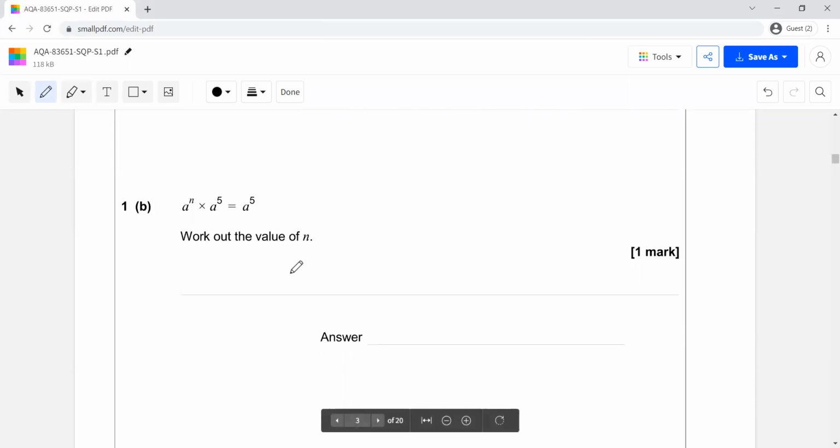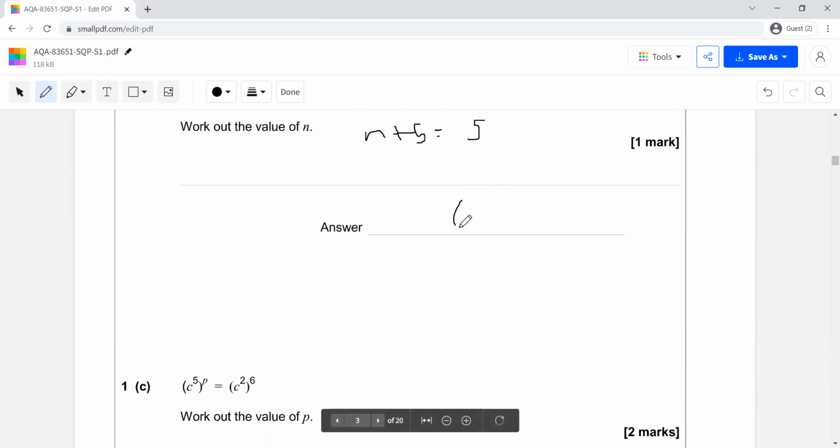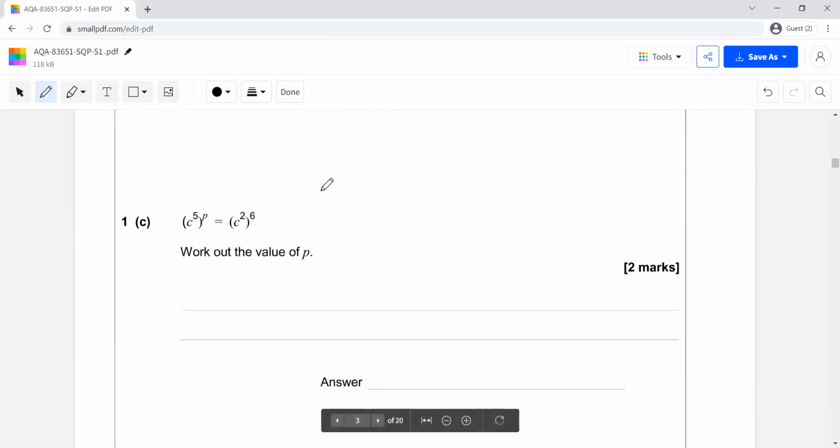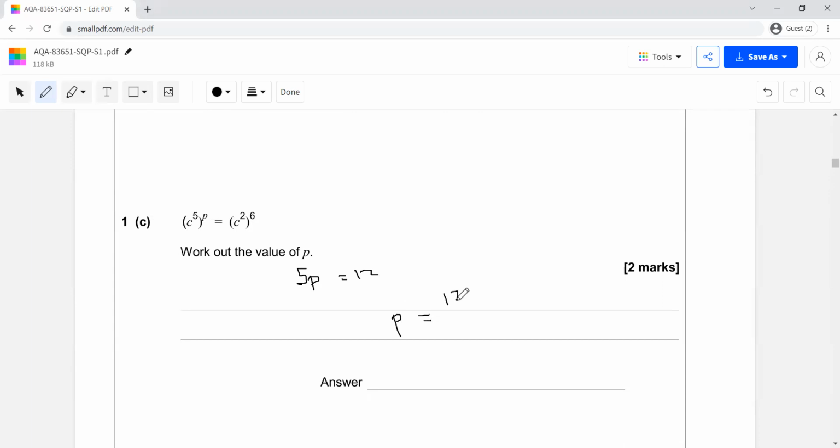Work out the value of n. In this case, we can see that if we do n plus 5 is 5, n is simply 0. Work out the value of p. Okay, so 5p is equal to 12. So p is equal to 12 over 5, or we can write it as 2.4.